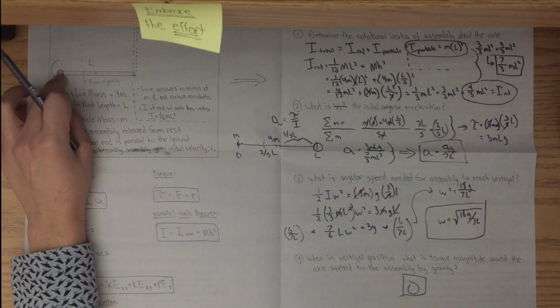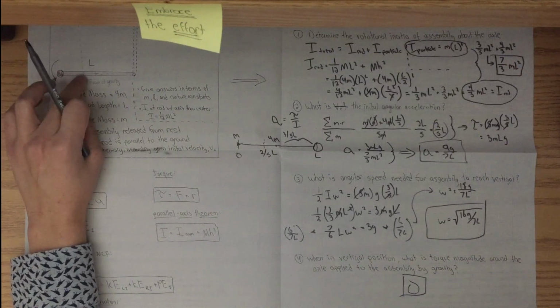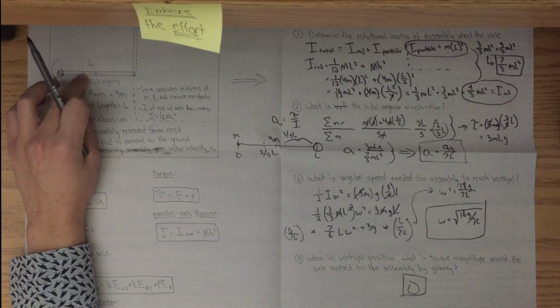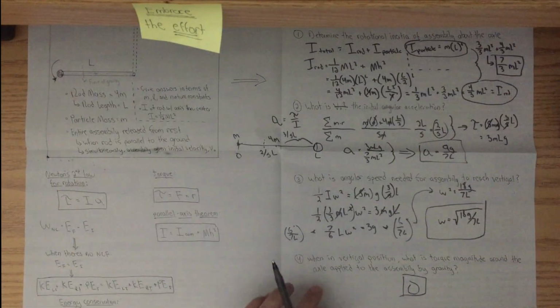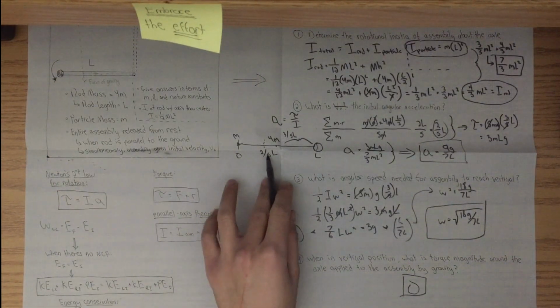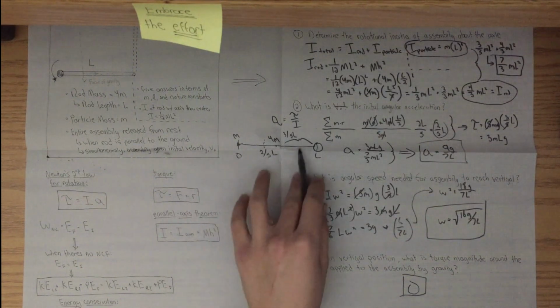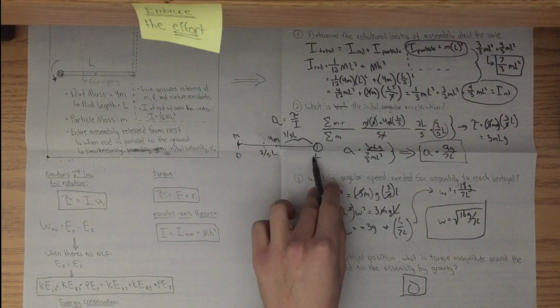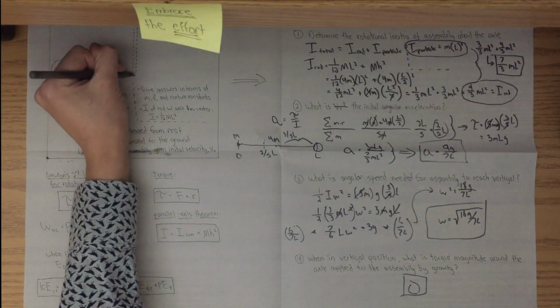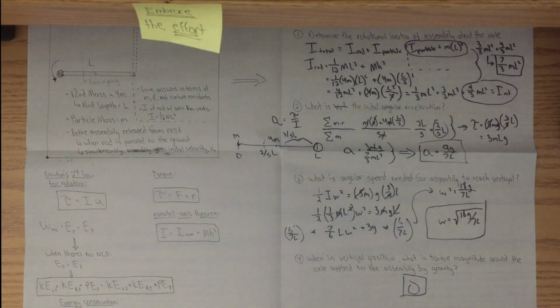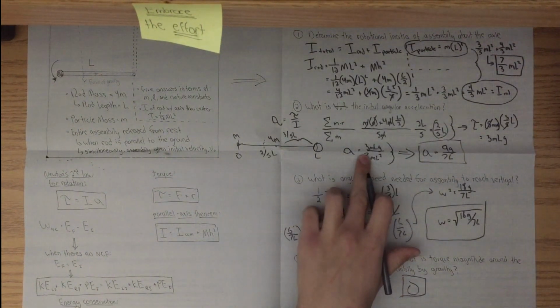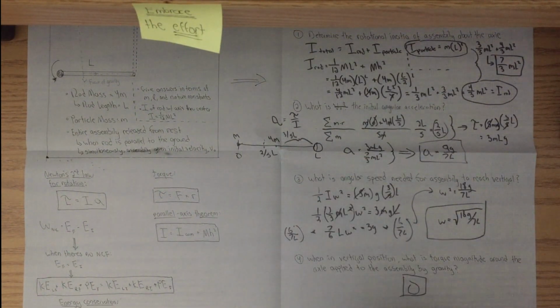Well, 0 is our particle, and I don't really care about how far away it is from the particle. I want to know how far away our collective center of mass is from the rotational axis. And what we can say is that if it's 2/5 L away from 0, that means that it's 3/5 L away from our rotational axis. And that's what we care about. So our center of mass is 3/5 L away from our rotational axis.